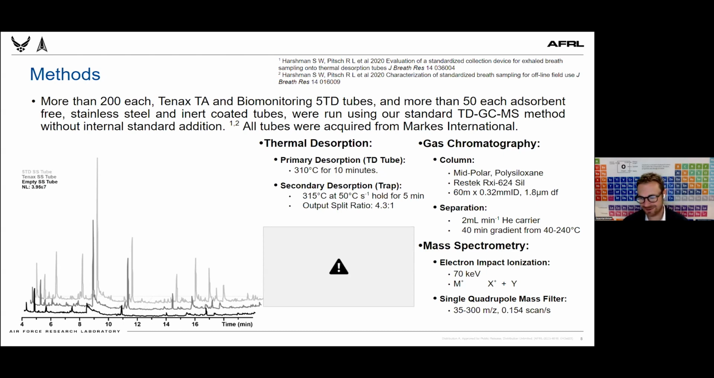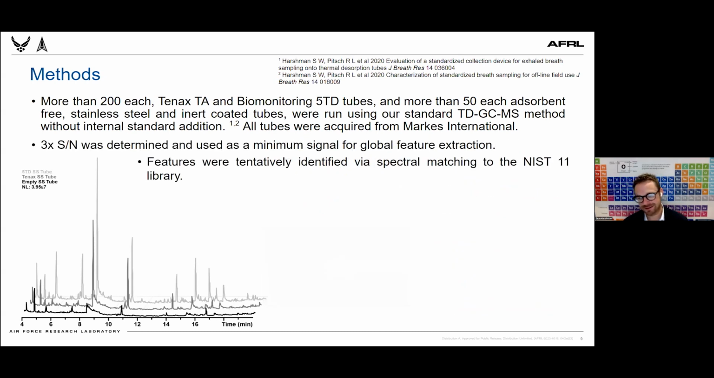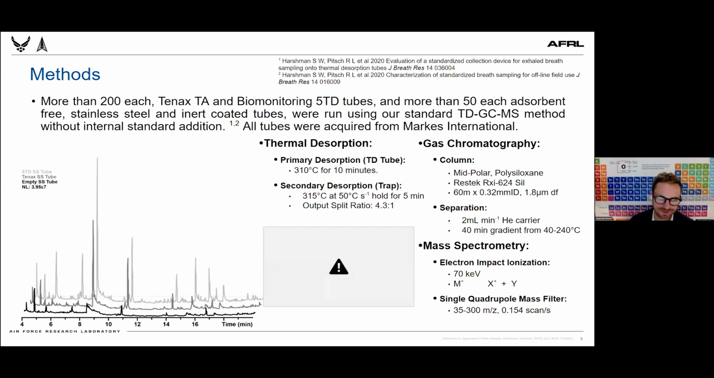And so, just to confirm that it was coming from the tubes and not necessarily our system, we ran controls. We ran controls for the GC trigger to ensure that our column wasn't contributing to these results. And we also ran a trap fire, which is the secondary desorption, and neither of which showed any background in those results.